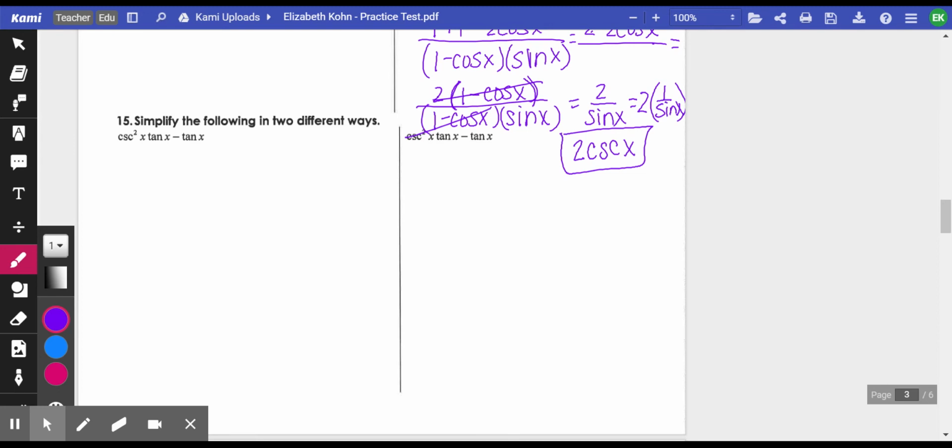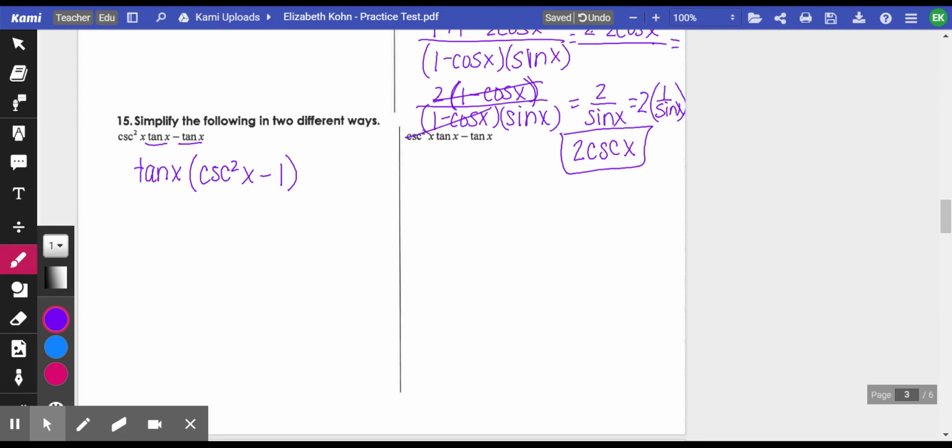The other one I wanted to look at is this cosecant squared tangent minus tangent. This is factoring, and this is something that we definitely could use a little bit more practice on. So what do I see? I see that they both have a tangent x. So I'm going to factor that out. And in the first term, I'm left with cosecant squared. The second is 1 because I factored out that tangent x.